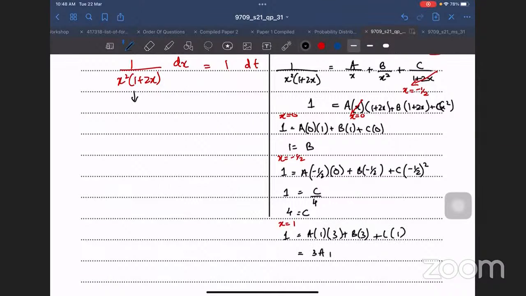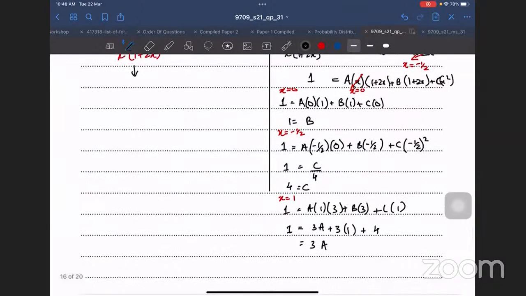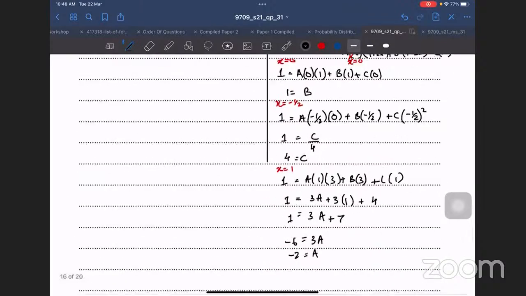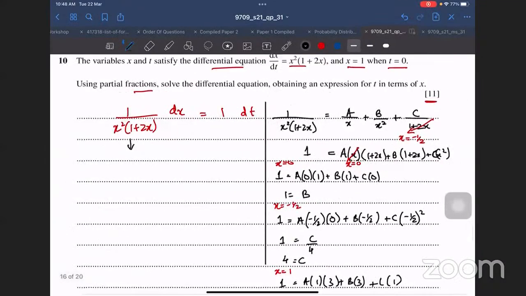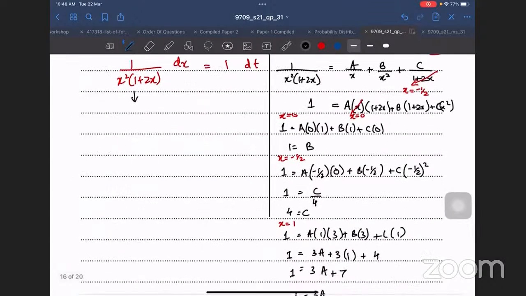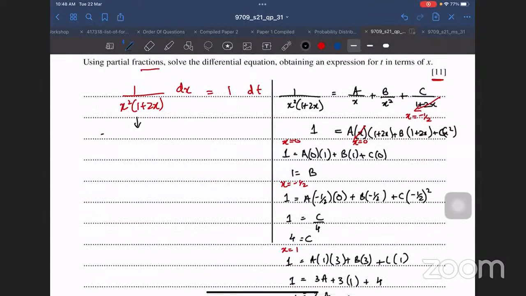So I say that 3 times 1 plus 4. This gives me 3A equals 7, minus 1, minus 6. A equals minus 2. So I have my partial fractions: minus 2 over x, plus 1 over x squared, plus 4 over 1 plus 2x, dx.